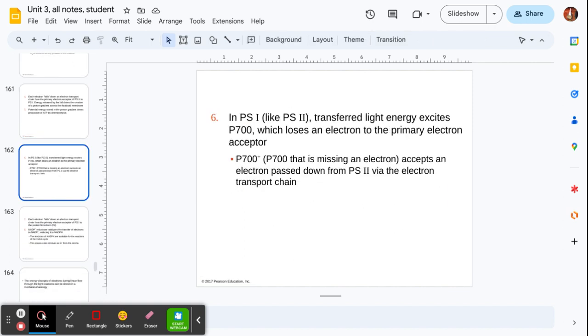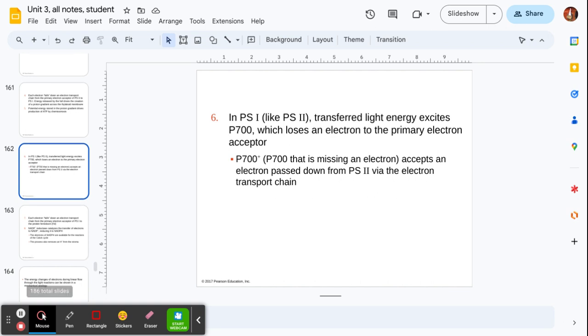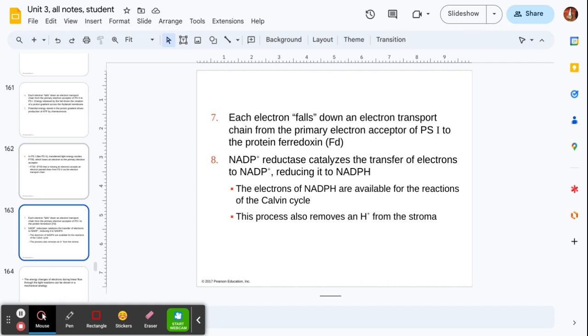Electron gets hit by another photon of light. And this time it's going to be passed to NADP positive to become NADPH, so it becomes reduced. Just means that the electron gets a taxi, and the taxi is NADP positive. And then those electrons will be used for the Calvin cycle. All right.